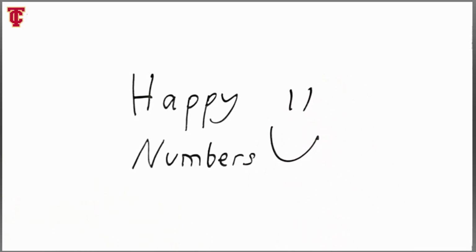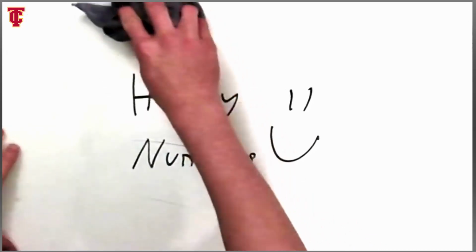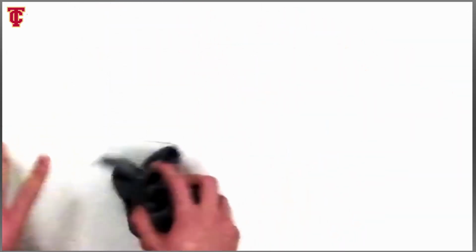Basically, a happy number is when you take each digit of the number, square it, add them together, and keep going through the cycle. Eventually you'll wind back at 1. If that is true, that's a happy number. If that's not true, it's called an unhappy number.